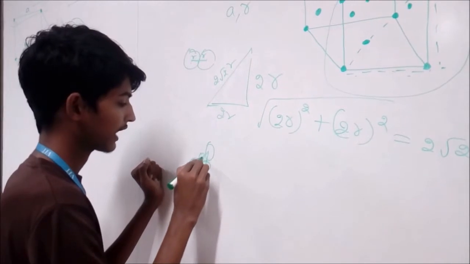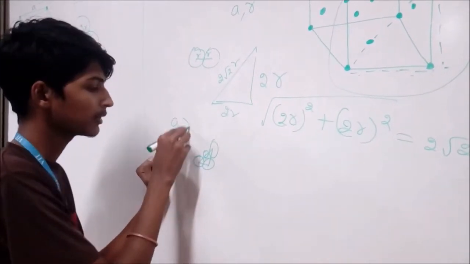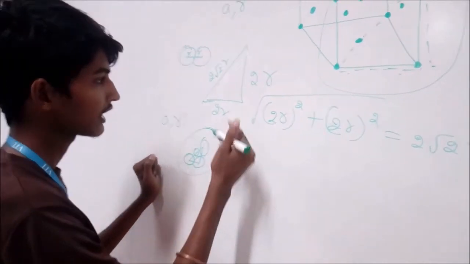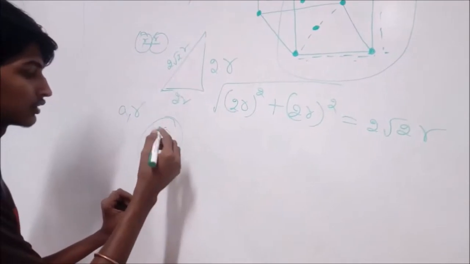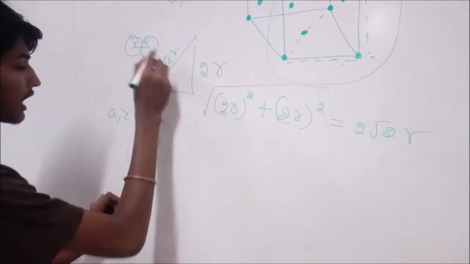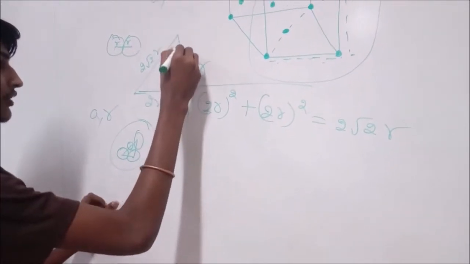Since we have an atom going into the middle of this, the relation between A and R changes. So let us see how it changes. As we are taking this triangle, it becomes R plus R, the distance between atoms, which is 2R, and here also another R plus R, 2R.